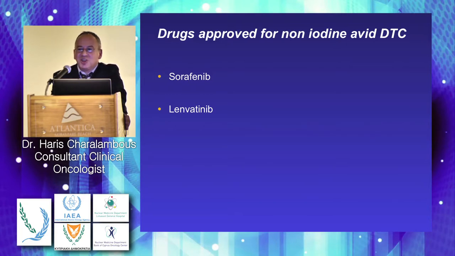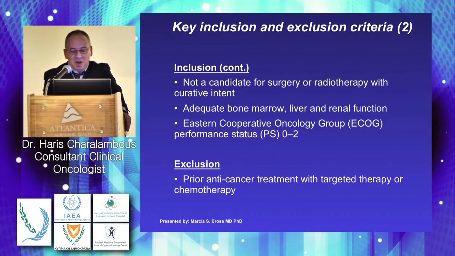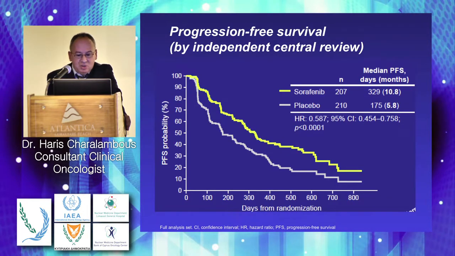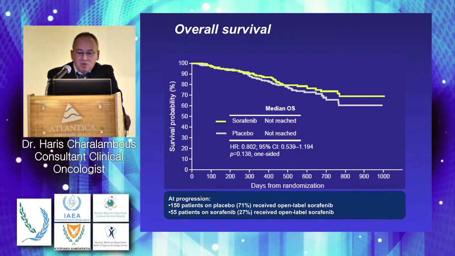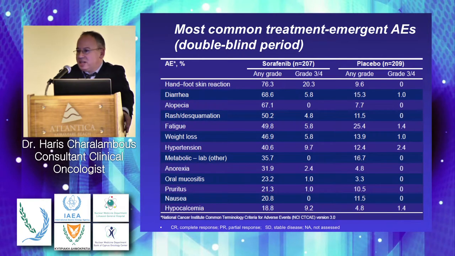So the DECISION study, we've just been discussing, in fact, the same slide I think we just used. So I'm just going to skip the slides, and you can see the difference in PFS in just this one. So essentially, you've got roughly double the PFS. The overall survival data hasn't been reached, I would just say this. And there is toxicity with sorafenib. I've been using sorafenib since probably 2005, 2006, and there is an art to it.